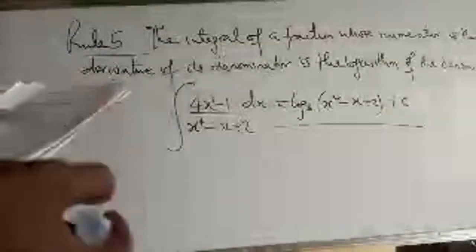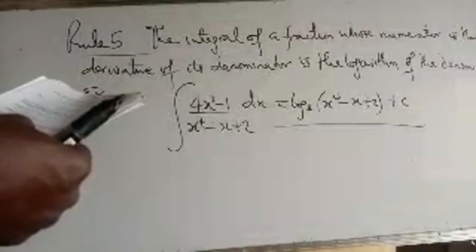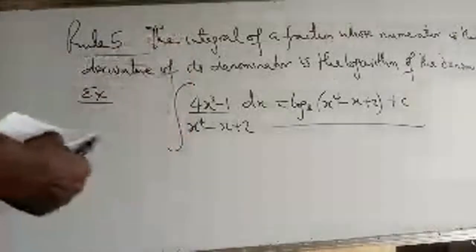The logarithm of that denominator. That's log base e of x to the power 4 minus x plus 2, plus c. So that is that. Okay, let's look at another one.